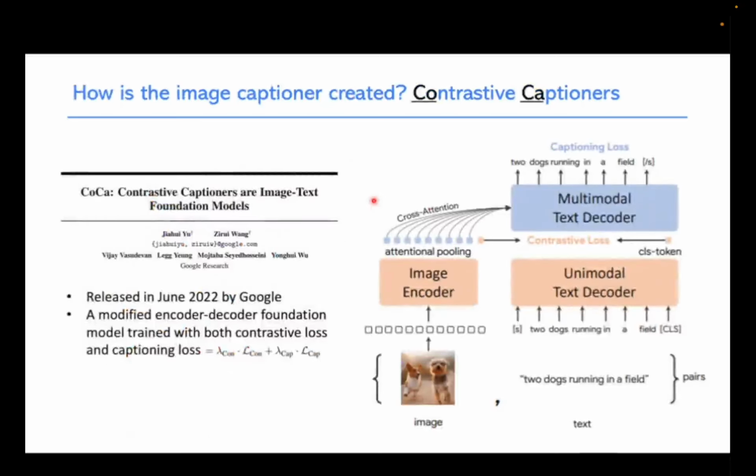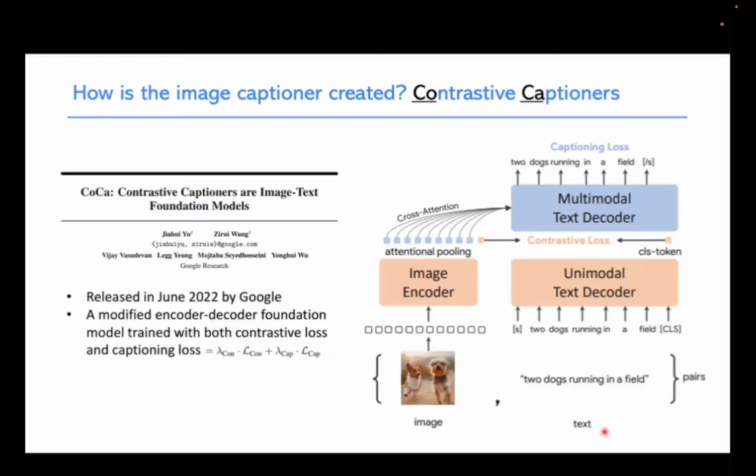But the question is, how is the image caption created? This also links back to the CLIP we have learned. It's possibly using the Contrastive Captioner, CoCa, created by Google. CoCa is a modified encoder-decoder foundation model that is trained with both a contrastive loss and a captioning loss.